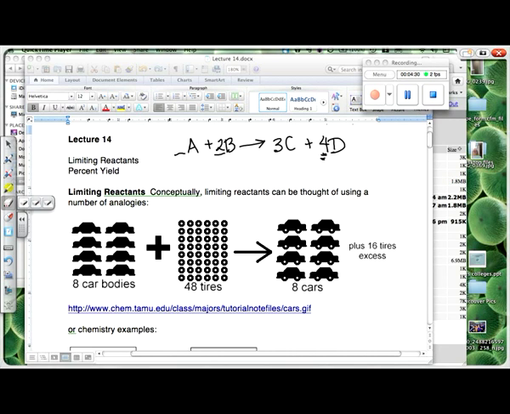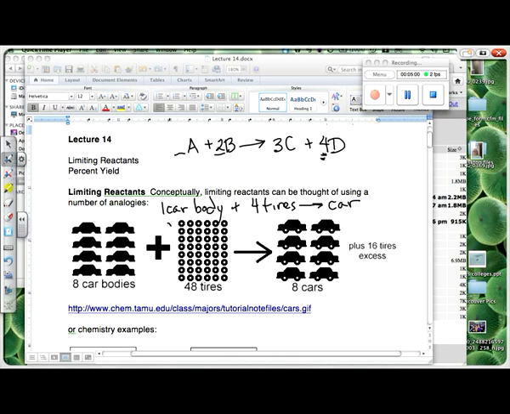This one is cars. If I have 8 car bodies and 48 tires, how many cars am I going to make? Well, I think we can talk about it in terms of an equation. That's what we would do if it were chemistry. So 1 car body, if we do this systematically, plus 4 tires equals a car.